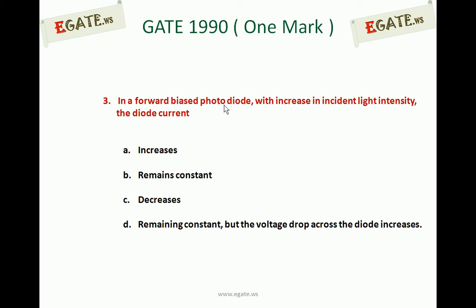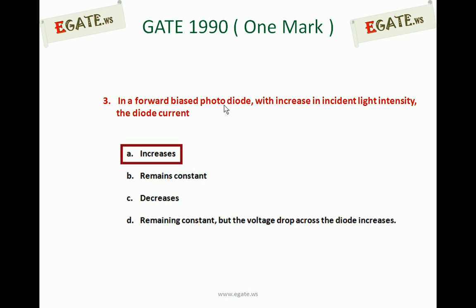Generally, a photodiode operates under reverse bias, but if you keep the photodiode under forward bias and light is applied, what happens to the diode current? Does it increase, remain constant, decrease, or remain constant but the voltage drop across the diode increases? Out of these four options, the right answer is A, increases.